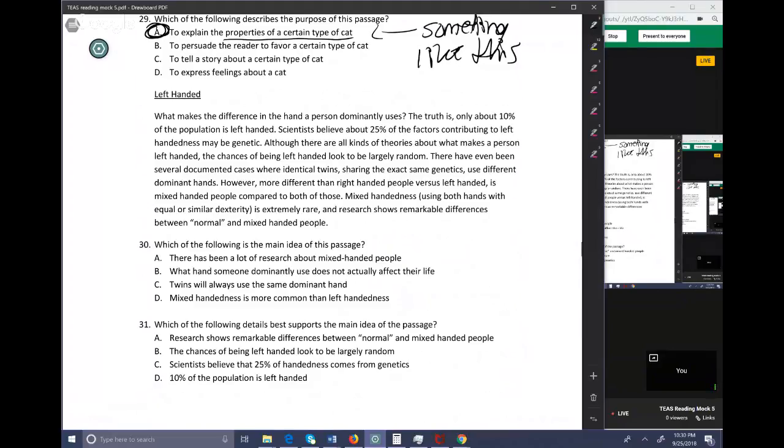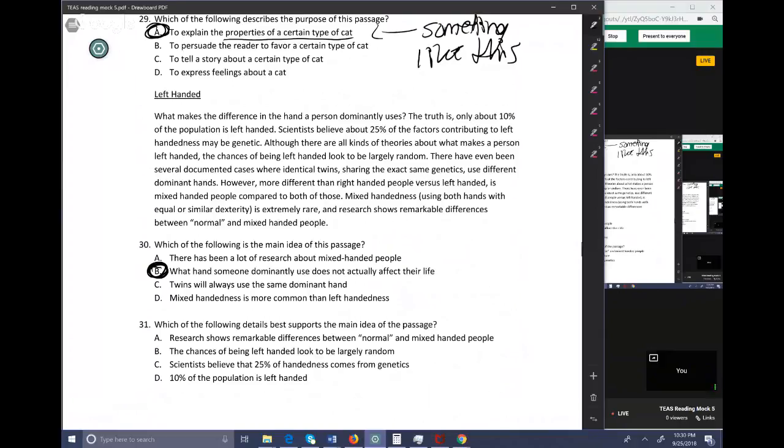And it blurs the main idea and the purpose and stuff like that when they do that. So that makes these particularly hard and it makes it kind of difficult to figure out what the purpose or the passage type or the main idea is. On this one, the main idea is that the hand that someone dominantly uses does not actually affect their life.